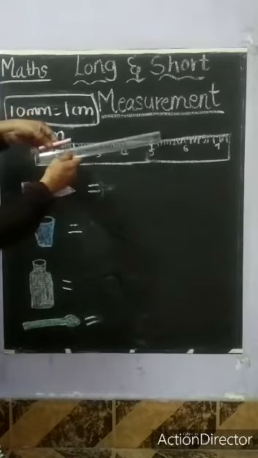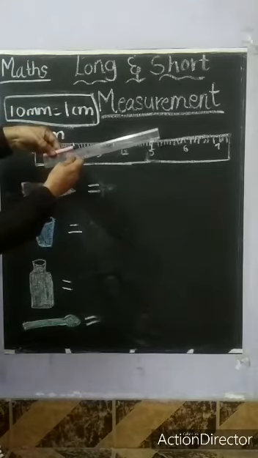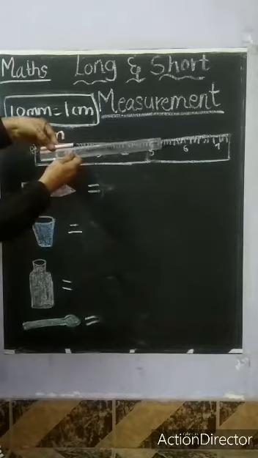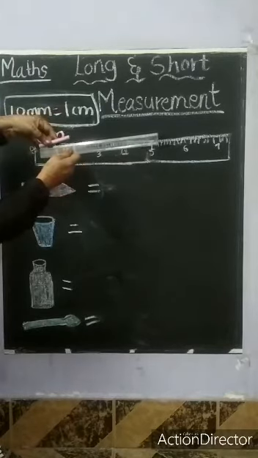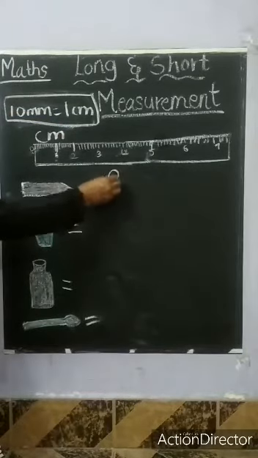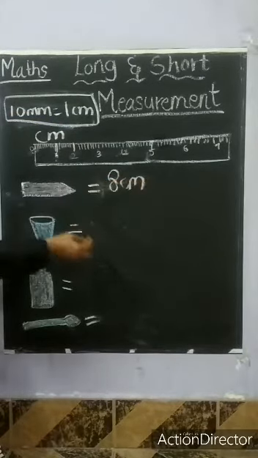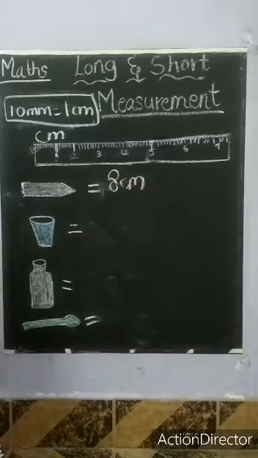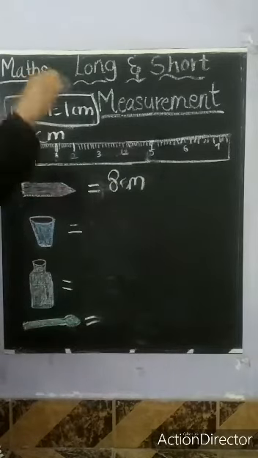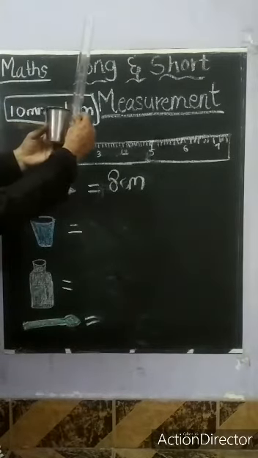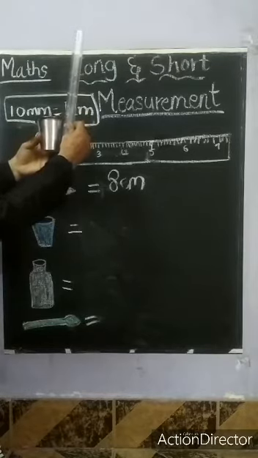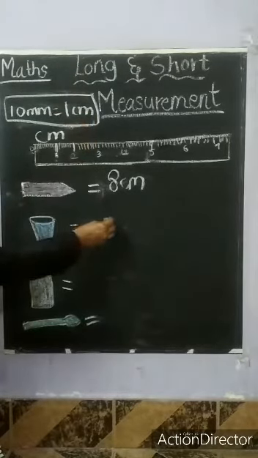I place the crayon here at 0. What is the length of this crayon? Yes, it goes to 8, so it is 8 centimeters. Now next we will see the glass. What is the length of this glass? Place your rulers here, 0 to, yes. See the length? Yes, 9 centimeters.